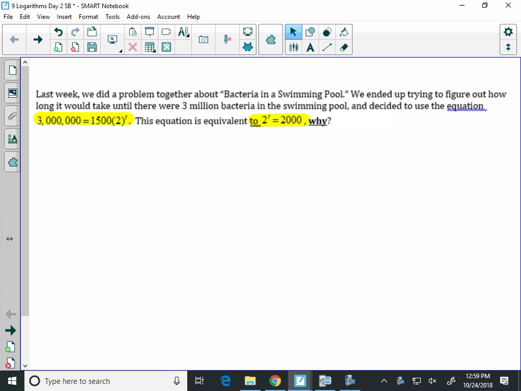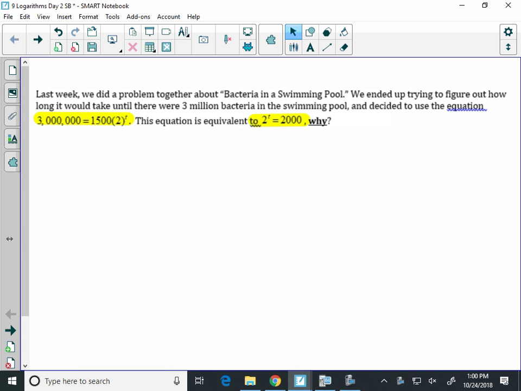Last week or the week before, when we started doing exponential modeling, we started with a problem about bacteria in a swimming pool. We said that we had a really small amount of water and there were a ton of bacteria in it. Our goal was to figure out how long it took until there were 3 million bacteria in that teeny tiny little space. And we ended up writing this highlighted equation on the left: 3 million equals 1,500 times 2 to the t.